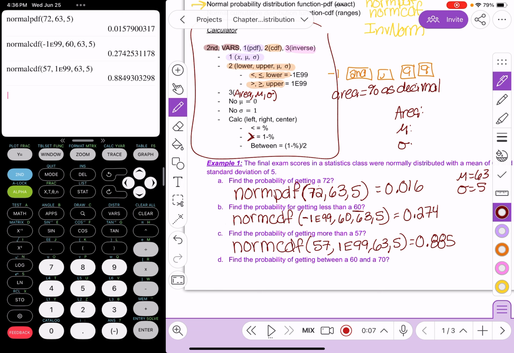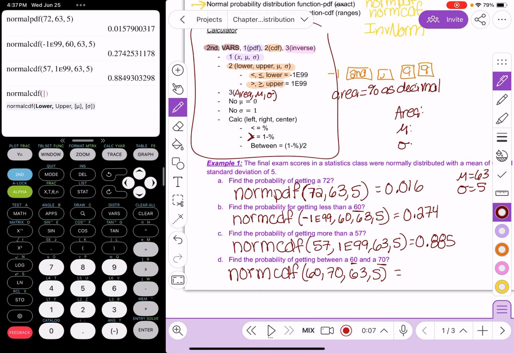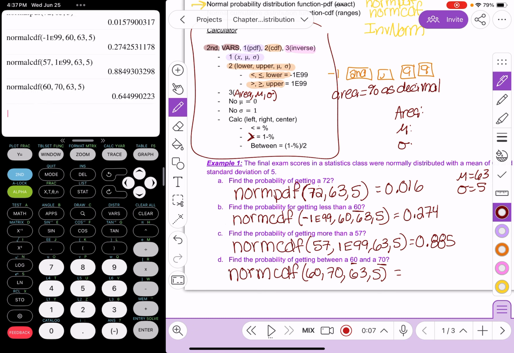So again, when it's less than, your lower is the 1E99 and it should be negative. When it's greater than, your upper is the 1E99 and it should be positive. And then when you're doing between, it's still norm CDF, but those numbers are your lower and your upper. Mean and standard deviation stay the same. So second vars 2, 60, 70, 63, 5, and we get 0.645.